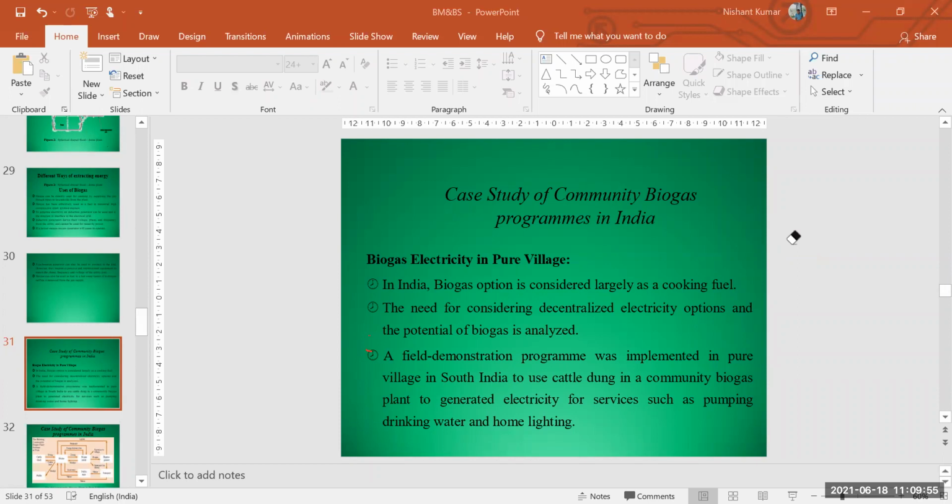The program was to use cattle dung, only cattle dung, in a community biogas plant to generate electricity for services such as pumping drinking water and home lighting. So these are the loads: pumping, drinking water, and home lighting. This is the particular load that is derived from this biogas plant. Let's see ahead.